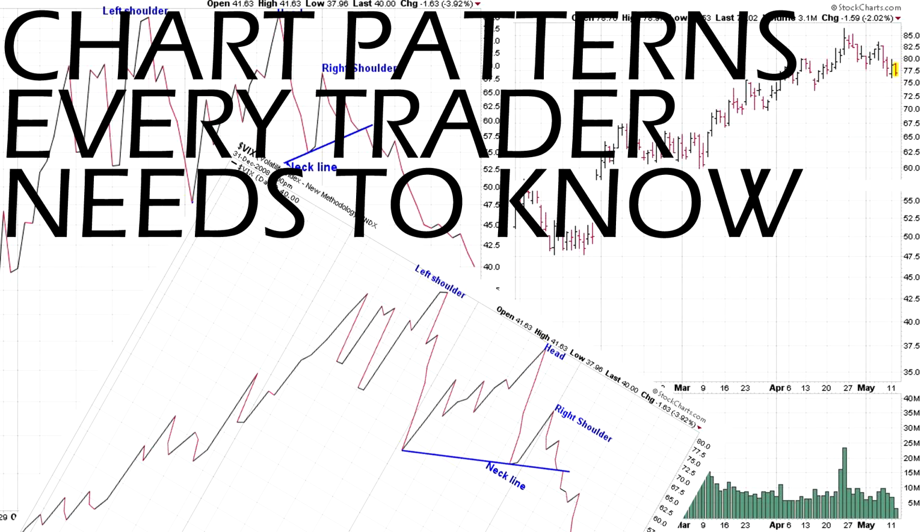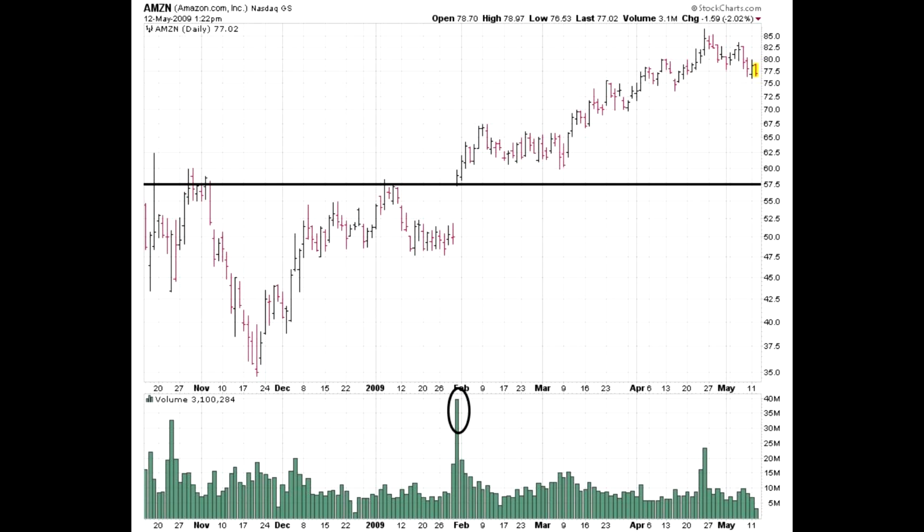Here are a few chart patterns to look for when using technical stock analysis to stay ahead of market trends. I found this article by Sean Hannon on StockTrader.com, and I will include a link to the article in the description. The first chart pattern is gaps.